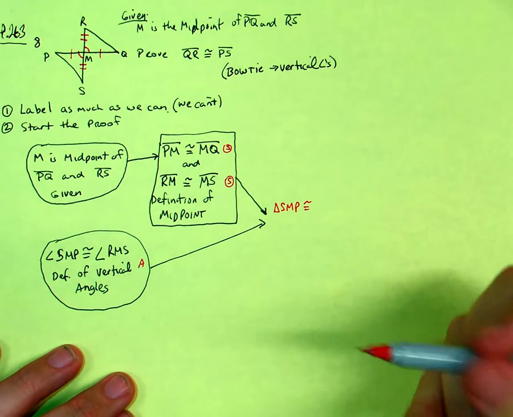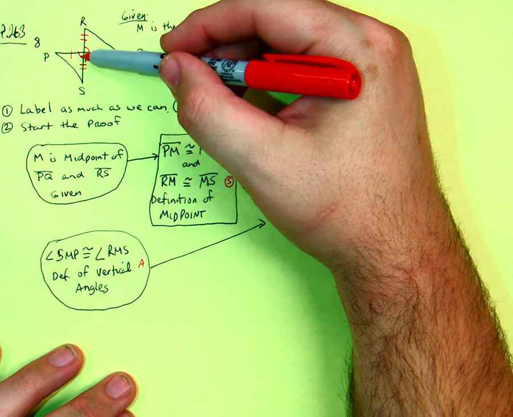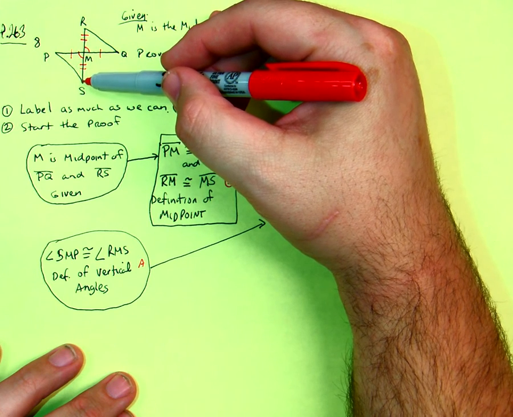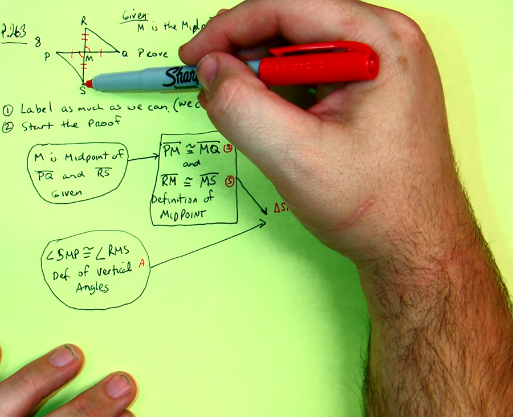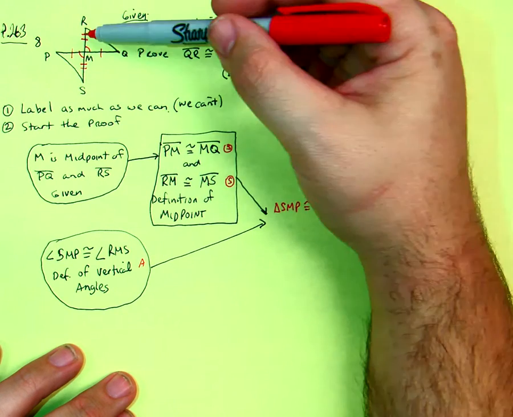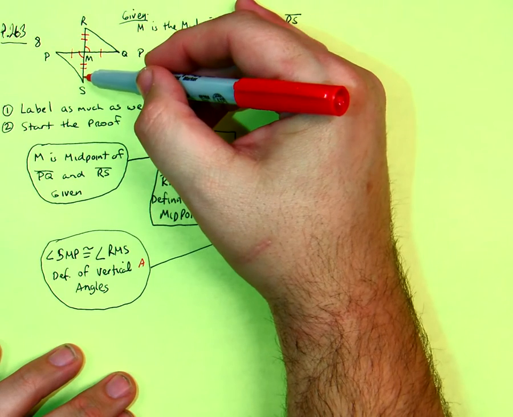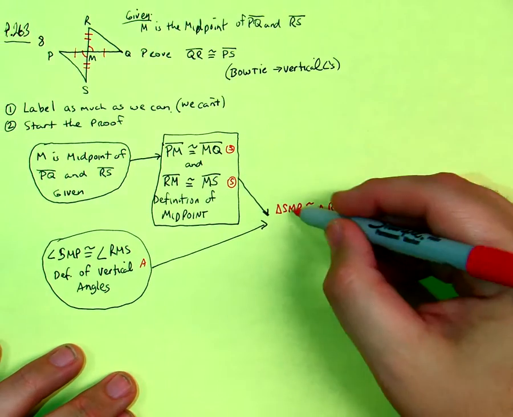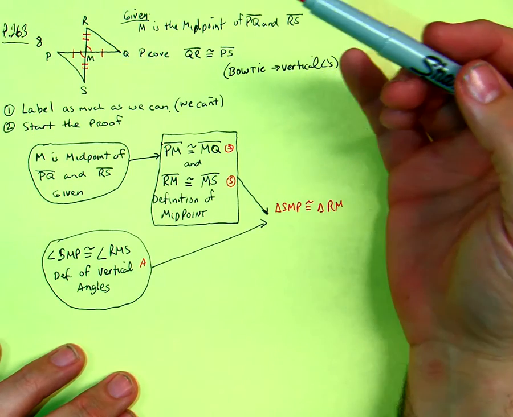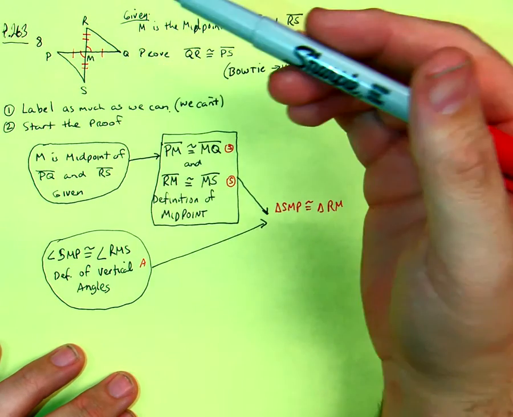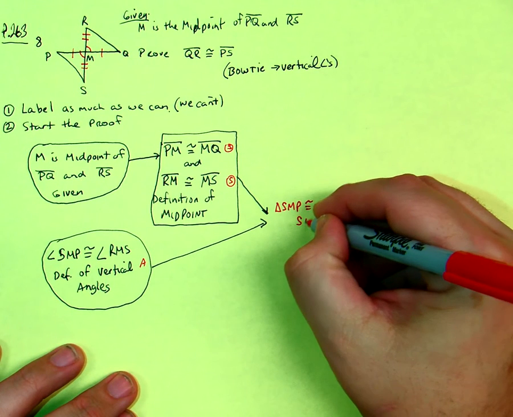is congruent to triangle. Since S is at the end of the segment with 2 marks, what would be the first point? What's the corresponding point with S? R. Because it's in the same spot at the end of the segment with 2 congruency marks. And then M and M are right there. And then RMQ. And the reason? Side, angle, side.